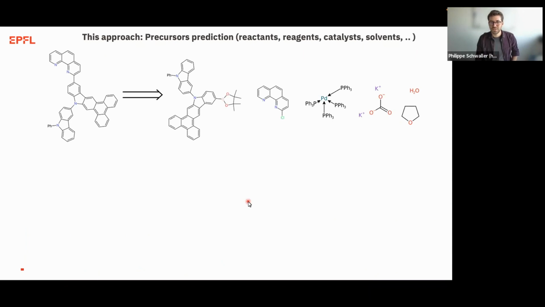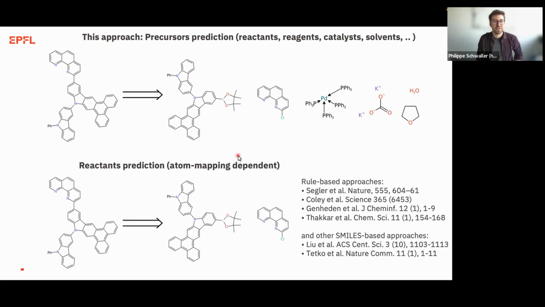What is special about the approach that we explored there is that we did not only predict reactants, but also reagents, catalysts, and solvents, as you see here. We tried to get as much information as possible and target more challenging retrosynthetic task. If you compare to what is typically done in literature, where only the reactants are predicted at this step.